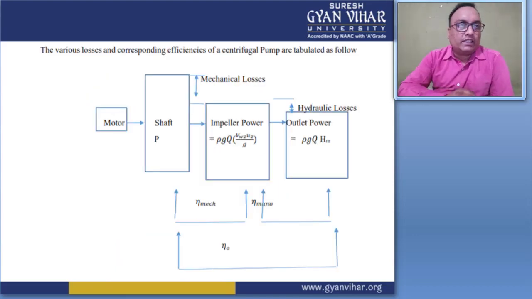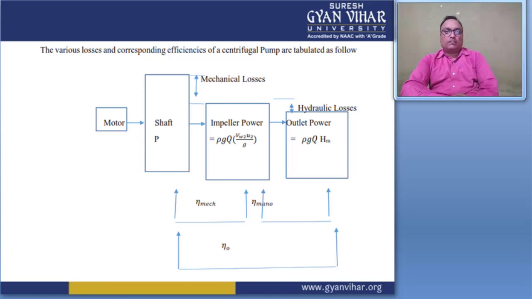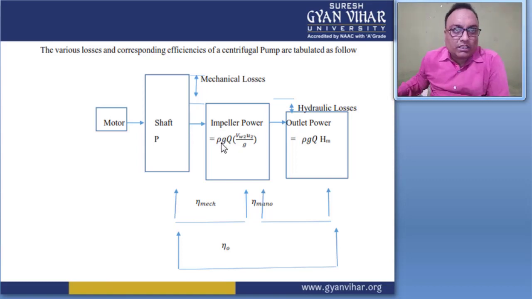So these are the various losses and corresponding efficiencies of a centrifugal pump, tabulated as follows. These efficiencies are just like a motor. This is a motor, and this is the power given to the shaft. Here the mechanical losses are behind it, and this power then moves to the impeller.